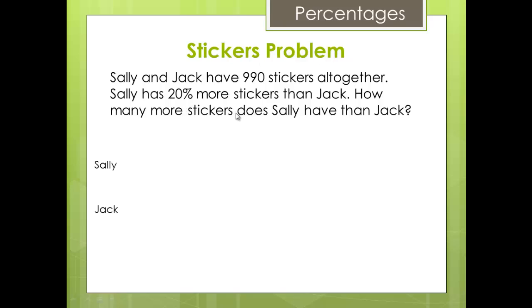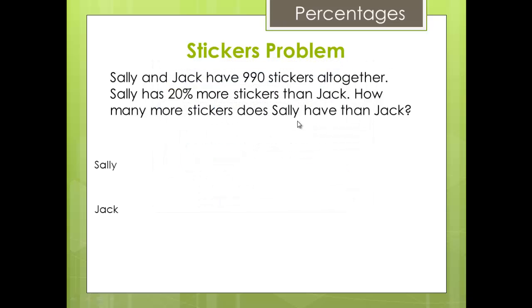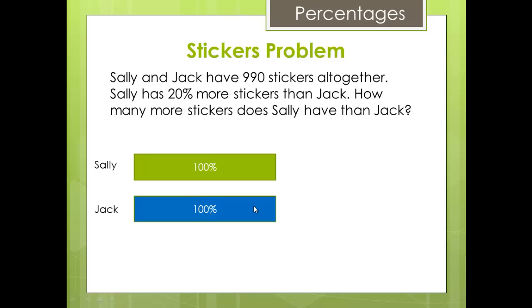Alright, so next question, stickers. Sally and Jack have 990 stickers together. Sally has 20% more than Jack. How many more stickers does Sally have than Jack? Well, when we're looking at this over here, we can say that Sally's got 100% of her stickers and Jack's got 100% of his stickers, but we know that Sally's got an extra 20% of the stickers. So all up, they have 220% of the stickers.